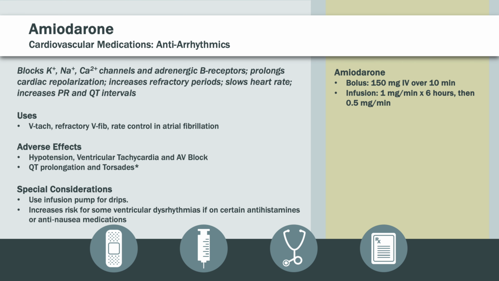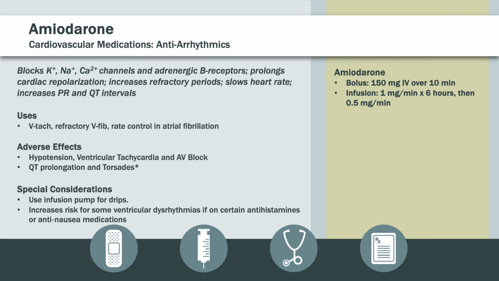Clinically, amiodarone is most commonly used in the management of ventricular dysrhythmias, including ventricular tachycardia and refractory ventricular fibrillation. In the cardiac arrest setting, it is a key medication when defibrillation alone has not been successful. Outside of arrest, it may also be used for rhythm or rate control in atrial fibrillation, typically as a second or third line agent when other options are ineffective or contraindicated.